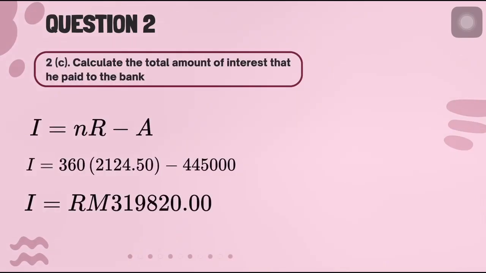2C. Calculate the total amount of interest that he paid to the bank. So we are going to use the formula of interest equals term of investment multiplied by periodic payments minus present value of an annuity. And then we substitute all the amounts into the formula: 360 for the term of investment multiplied by 2,124 and 50 cents for the periodic payments, minus 445,000. Once we solve the equation, we will get 319,820 ringgit as the total amount of interest.